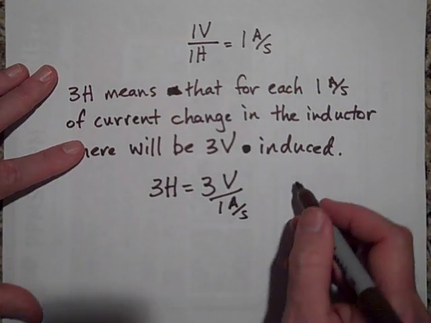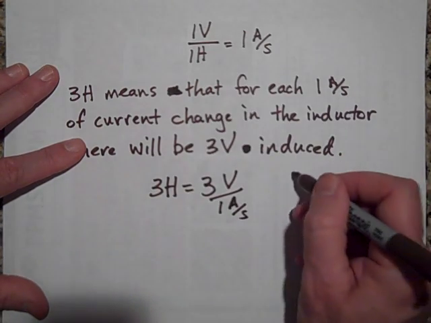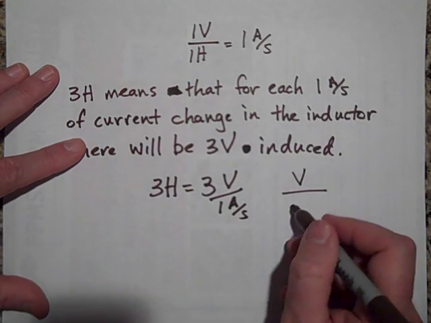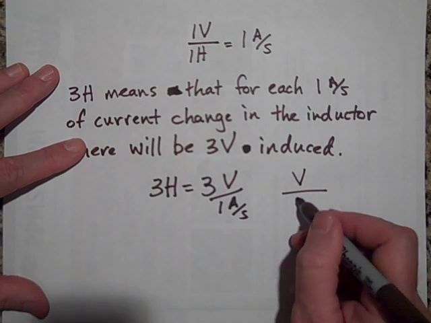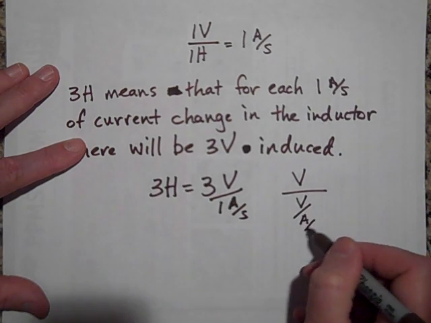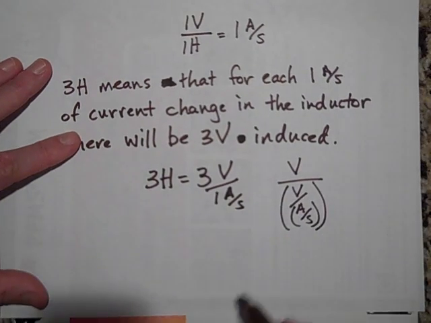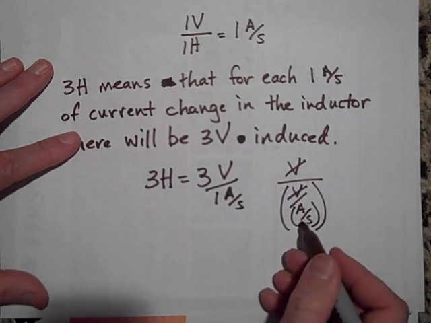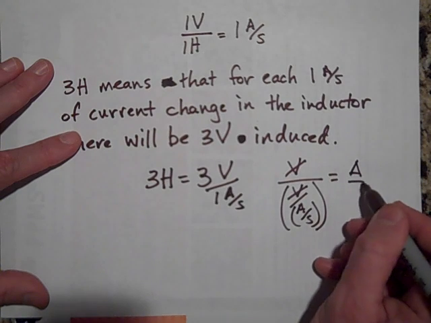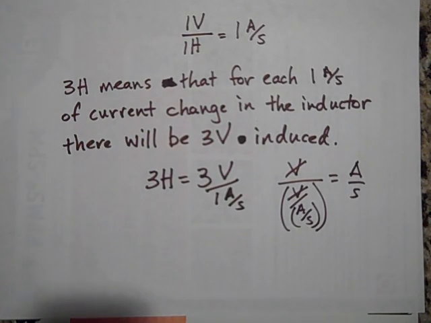So do you see how if I take volts and divide it by Henrys, well, a Henry is a volt times seconds per amp. The V cancels out and the amps per second come to the top. So sure enough, you get amps per second. Okay, let's go on to this guy.